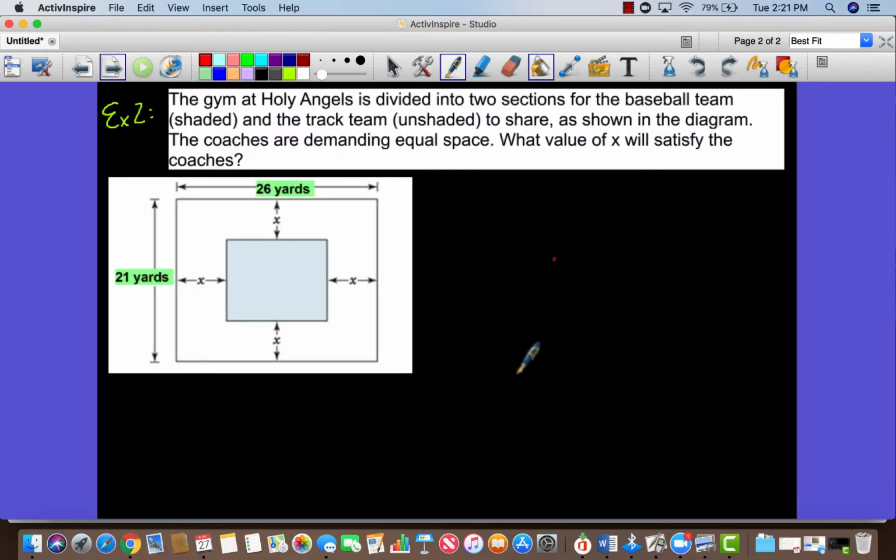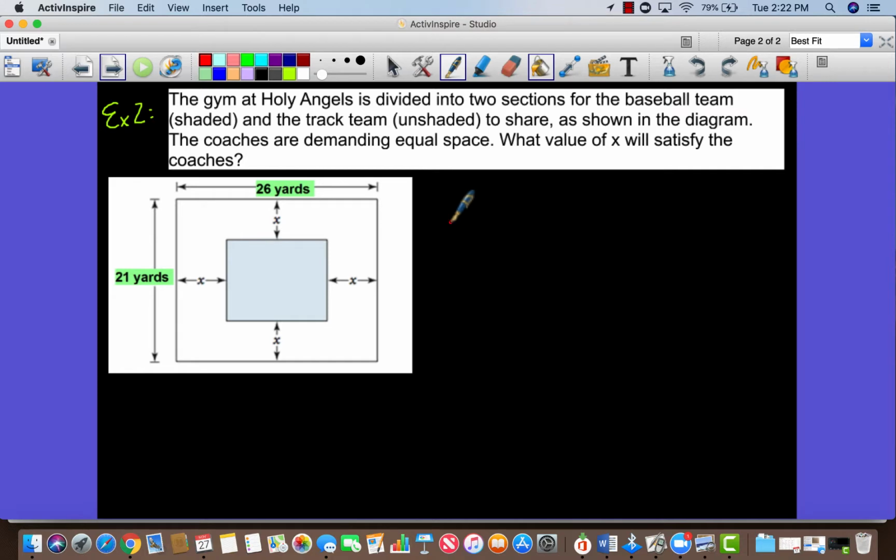Alright, here's a second example. The gym at Holy Angels is divided into two sections for the baseball team, the shaded space, and the track team, the unshaded space, to share, as shown in the diagram. The coaches are demanding equal space. What value of x will satisfy the coach's demands?